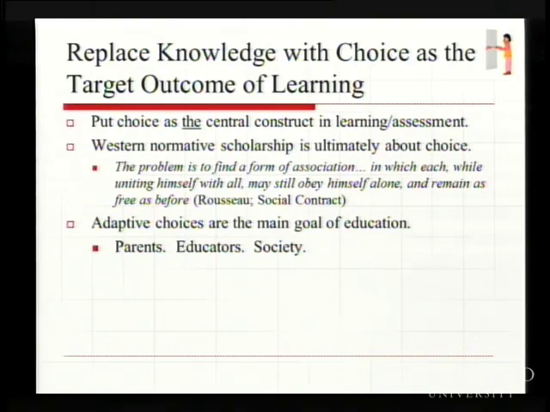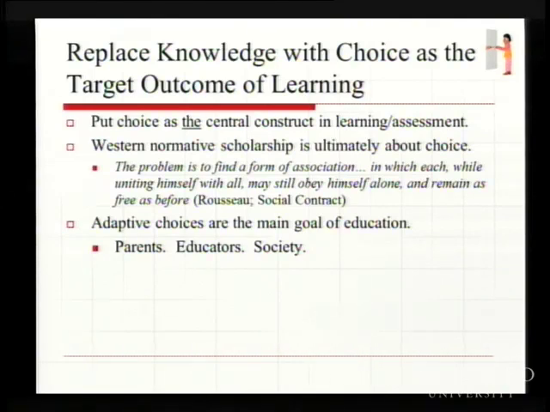I think adaptive choices are the main goal of education. Parents want their kids to make good choices. The degree they want them to get good grades is largely so that they'll be in a position to have more choices that they can make. Don't fetishize the grades. They're a way to get somewhere. Educators care about choice. The number of arguments you hear in education about putting kids in constructivist environments as opposed to being told what to do are ultimately issues of choice. They want kids to have agency to make choices, and the reason, as you heard from the superintendents, is so they'll be able to make intelligent choices when they leave school.